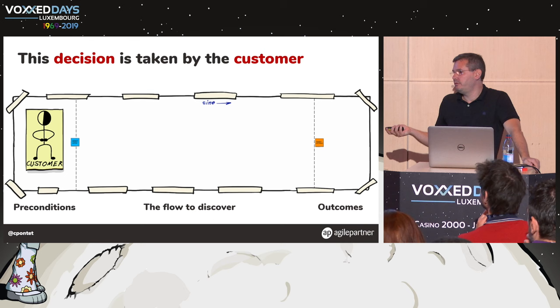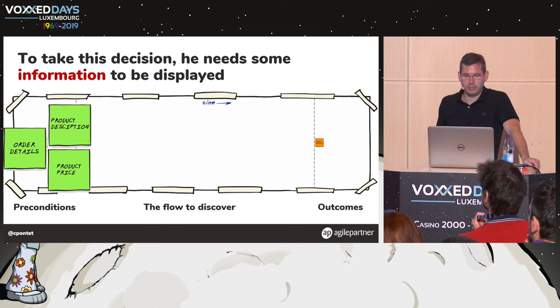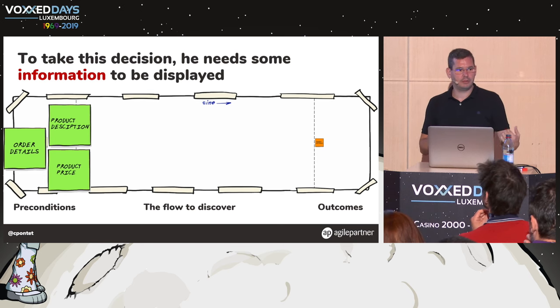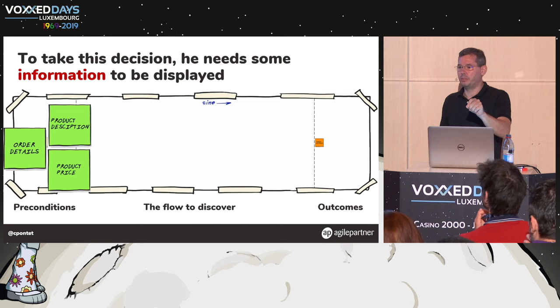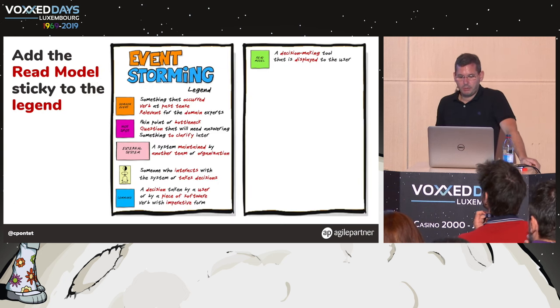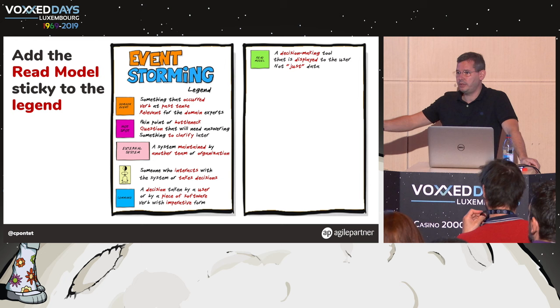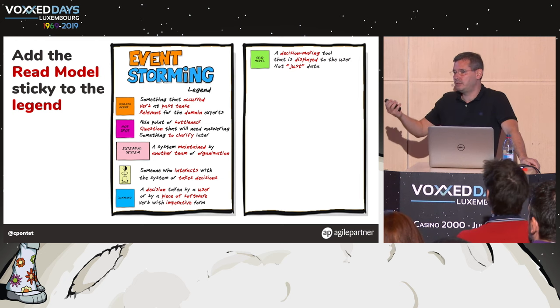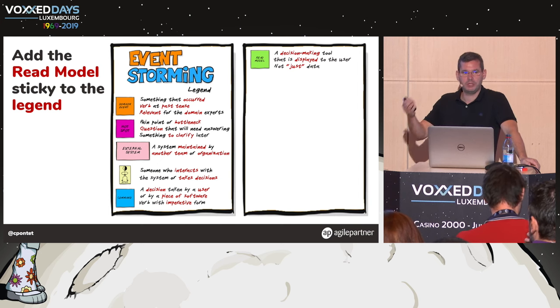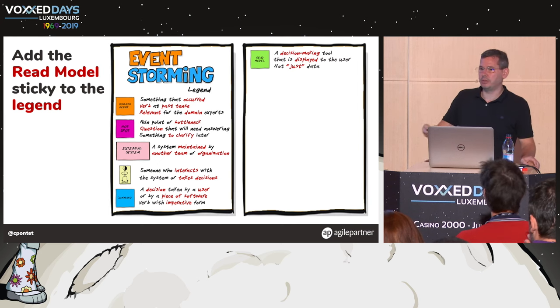And who gives that, or who takes that decision? The customer, of course. But he needs some information to take that decision. He probably needs order details, the product description, and the product price. It's that product that he wants to return, not the other one that was part of that order. So he needs that information to take that decision. This is called a read model, basically. It's a decision-making tool. It's not only data. It's something that provides consolidated information in order to take a decision, and it's displayed to the user or to the actor that needs to take that decision.